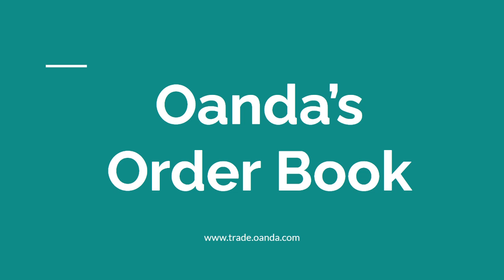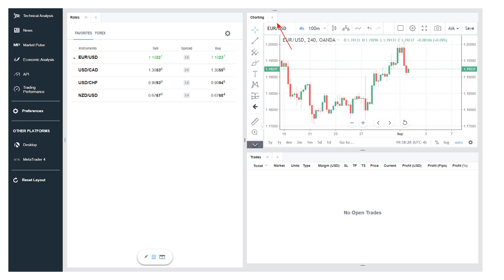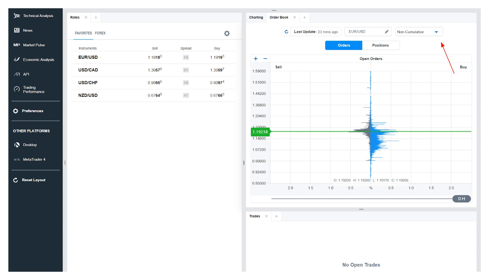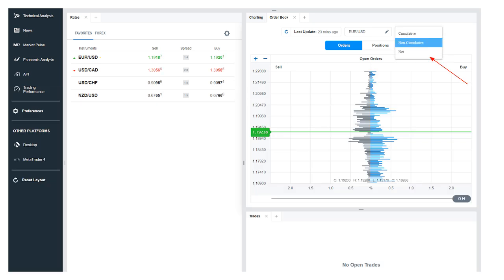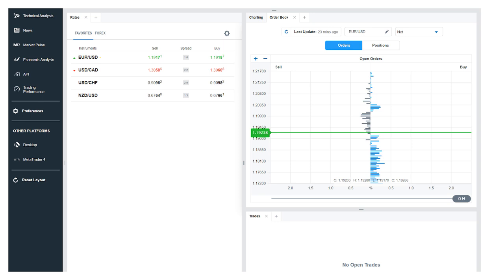So once you go to trade.oanda.com, you click right here. You select the order book and make sure that you choose the net setting. Alright, the net feature. The non-cumulative feature shows you all the orders, while the net feature shows you the net order on the price. So the non-cumulative looks like this, the net looks like this.